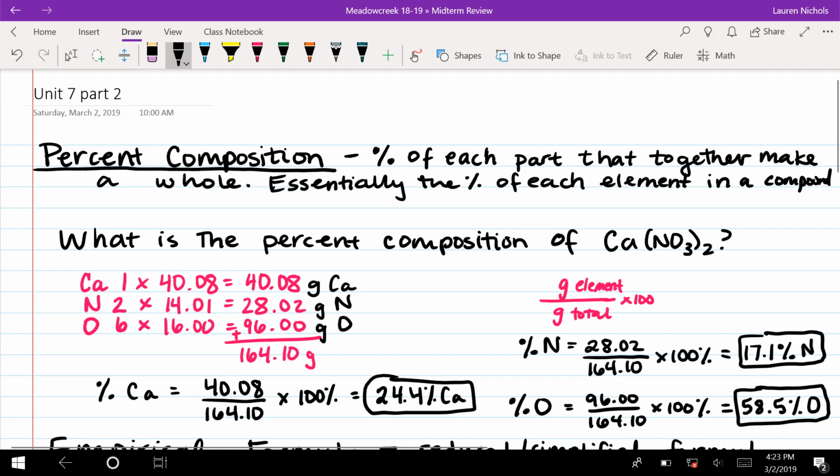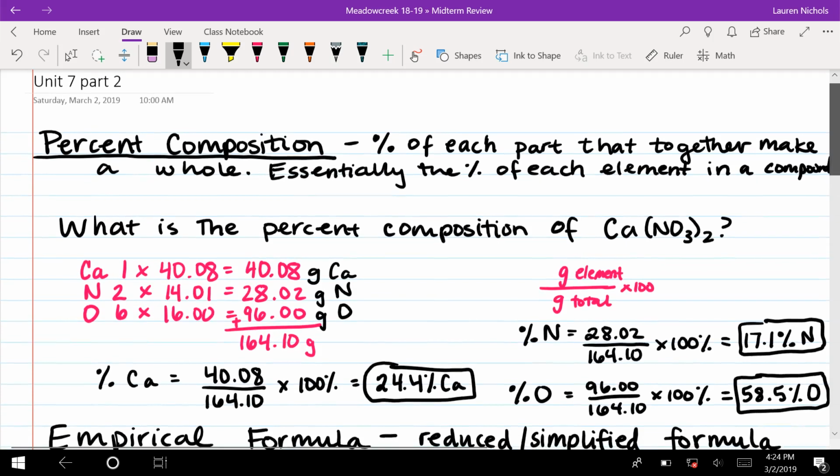And so most of the time, the questions on your test or on the midterm will ask you for a specific element. They won't ask you to calculate all three percentages. They'll just want to know, what is the percent composition of calcium in calcium nitrate, or nitrogen in calcium nitrate. They'll ask for a specific element. So whatever element they're looking for, that's the one you solve for.